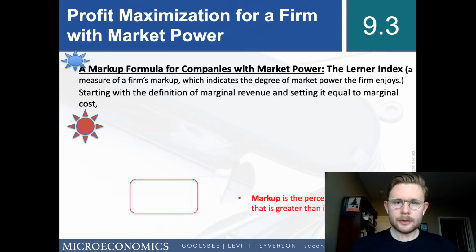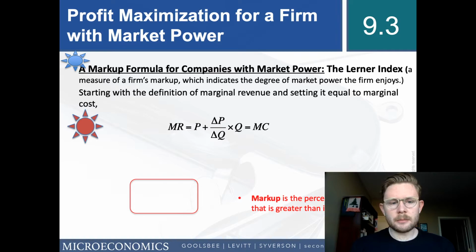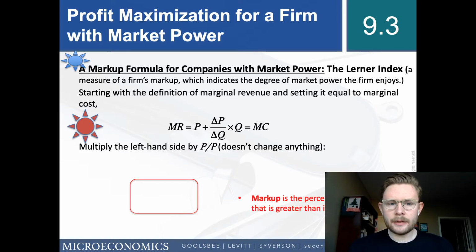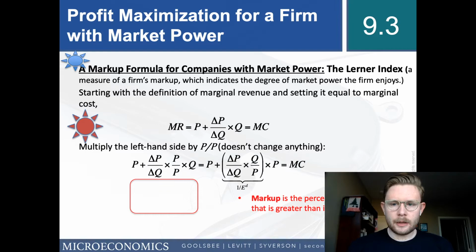So, how do we compute this Lerner index? We start with the definition of marginal revenue, and then we set it equal to marginal cost, just like before. We have marginal revenue equals P plus the change in P over the change in Q times Q, and set that equal to marginal cost. We're going to multiply the marginal revenue side of the equation by price over price. This doesn't change anything. If you were thinking about it strictly as an algebra problem, whenever you have something over itself, that's just going to equal 1. So when we add that to our marginal revenue equation, it doesn't change anything.